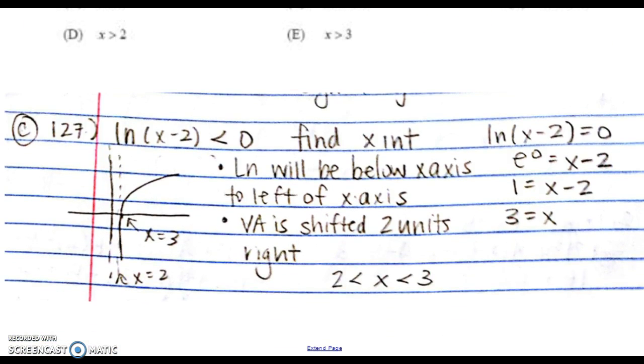To find your x-intercept, you're going to take your function, set it equal to 0. Remember that has a base of e. This is in log form, switch it to exponential form. e to the 0 equals x minus 2. Solve for your x. So your x-intercept is at x equals 3. Your asymptote is at x equals 2. So it's only below between 2 and 3.